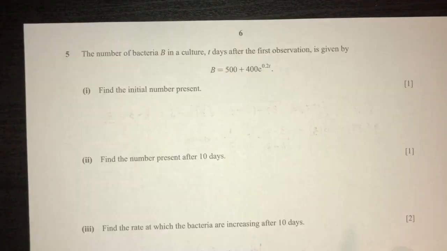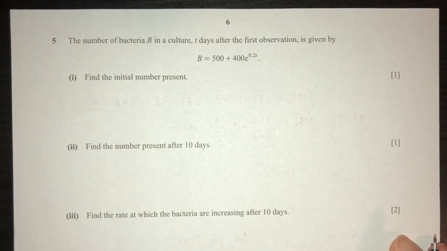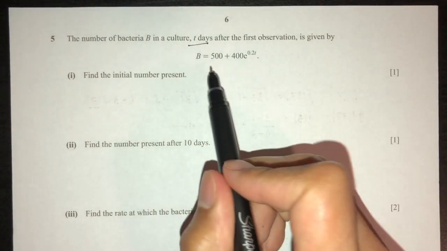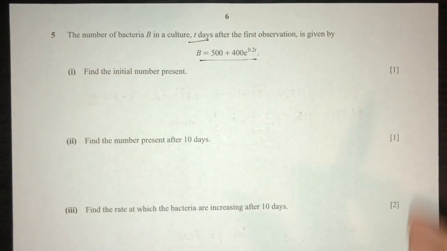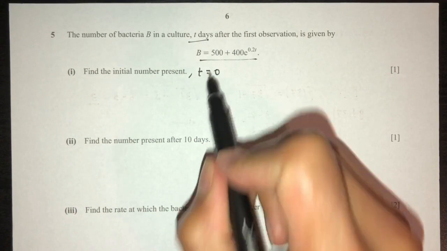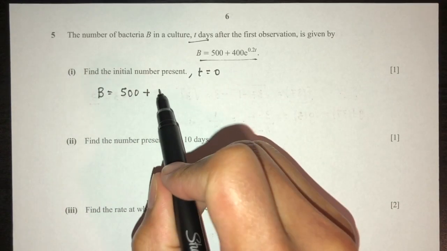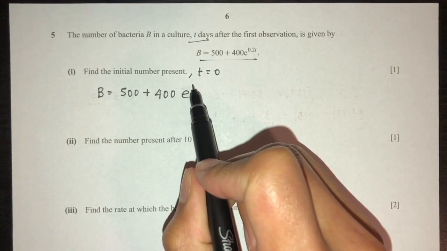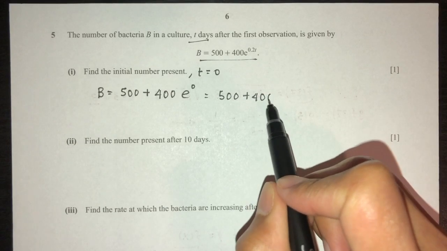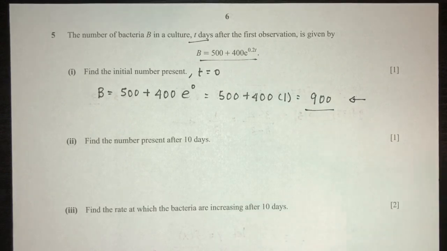Now, question number 5, we have to find the number of bacteria B in the culture, t days after the first observation, given by this equation. For part 1, find the initial number present. So initial is at t equal to 0. So B is equal to 500 plus 400 times 1, which is 900. That will be your answer for part 1.